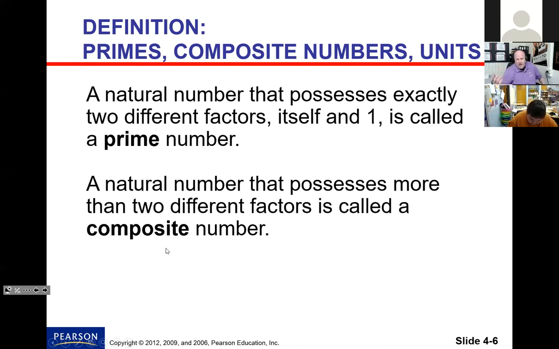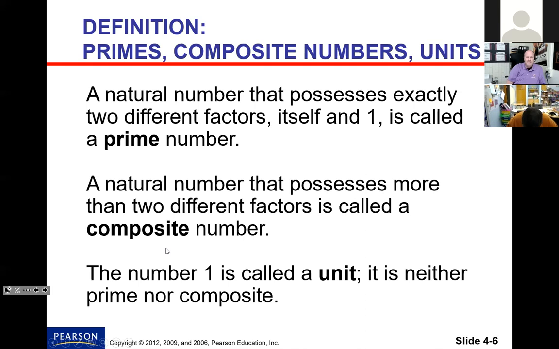If anybody's ever played hockey, a composite stick is a combination of 2 materials, or a compound in science, more than 2 materials. Well, that's the same thing with this. If you have more than the 2 factors, you have a composite. The only exception to the rule is the number 1. It's called a unit. It's neither prime nor composite.